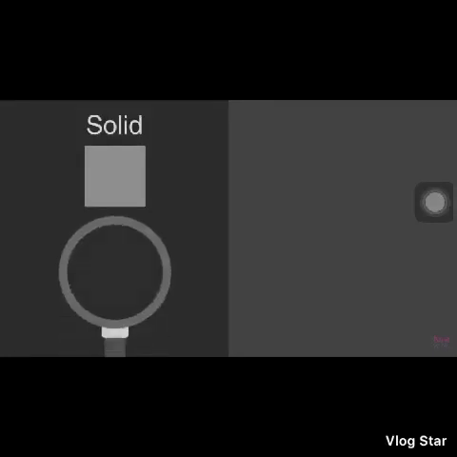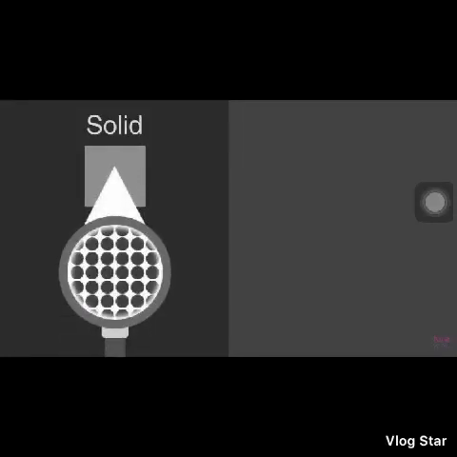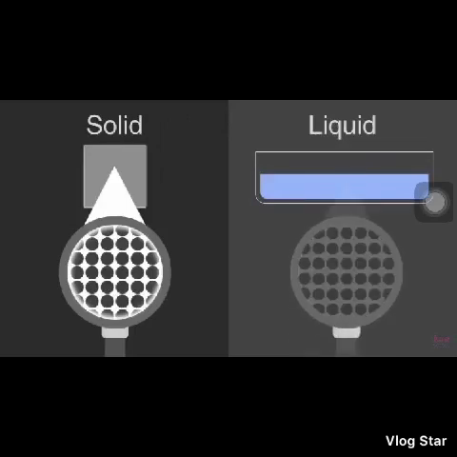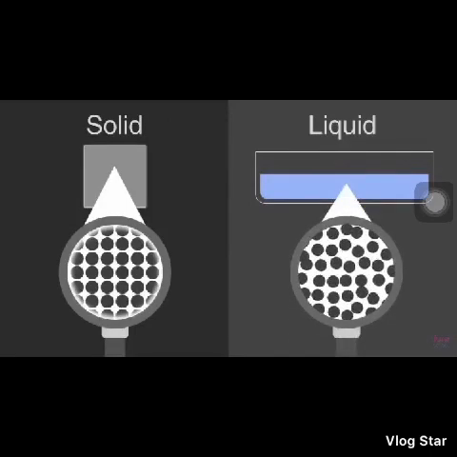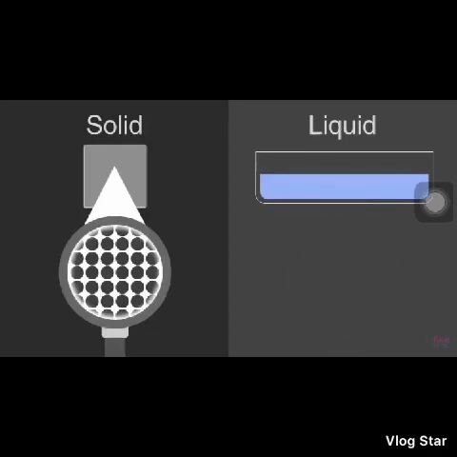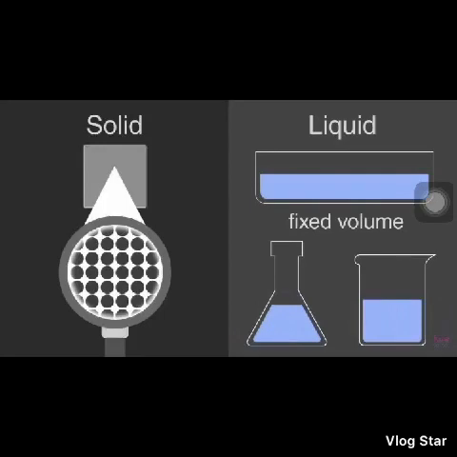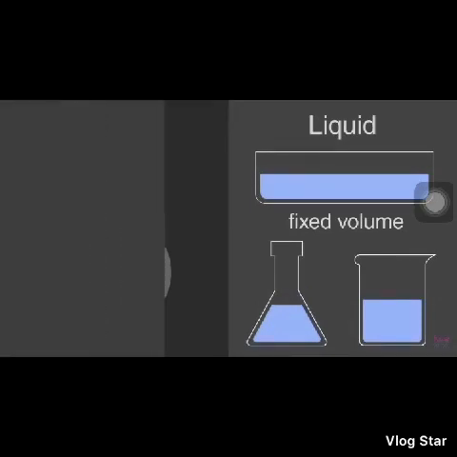Recall that in a solid, all of the particles are closely packed in a fixed position, and therefore has a fixed shape and volume. The particles in a liquid are still touching one another and are able to move around each other. Therefore, a liquid still has a fixed volume, but it takes the shape of their container.